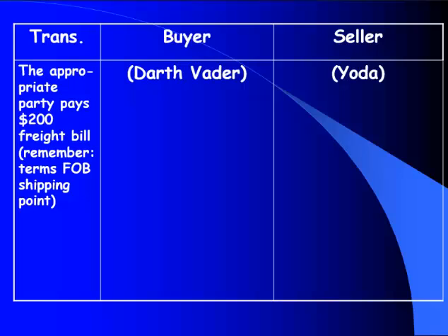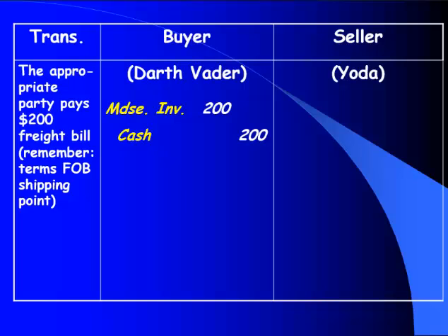Who pays the freight cost? Who owns the goods while they're in transit, the buyer or the seller? The buyer. So who pays the freight cost? The buyer pays the freight cost, and they do so with a debit to merchandise inventory. Why? To make the asset go up. It's not that we have more inventory, but the cost of my inventory has gone up.